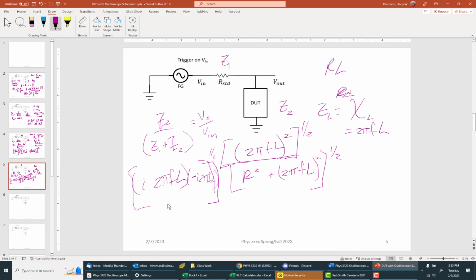It's complex algebra. You should review it a little bit. When you want to quote the magnitude of a complex number, you multiply the number times its complex conjugate. In the case of the reactances, there's no real part. So let me try to write this a little more neatly.